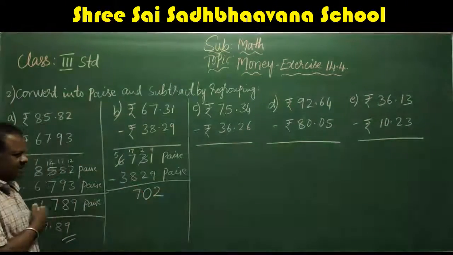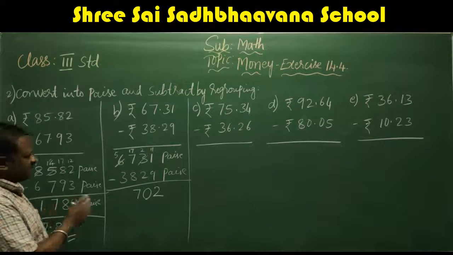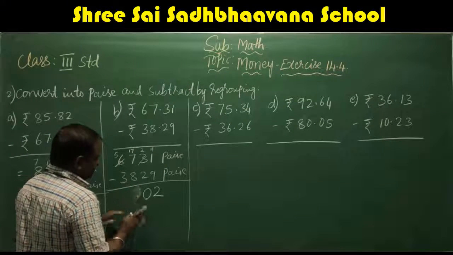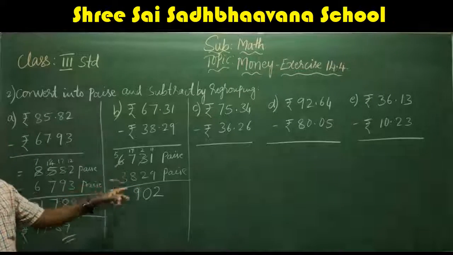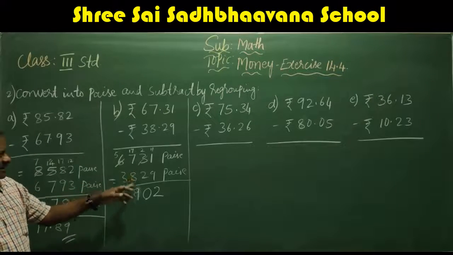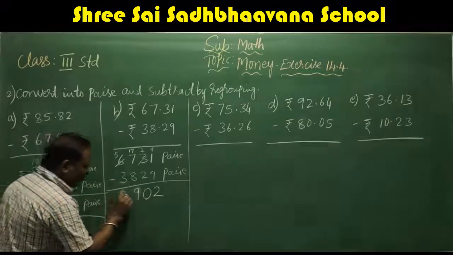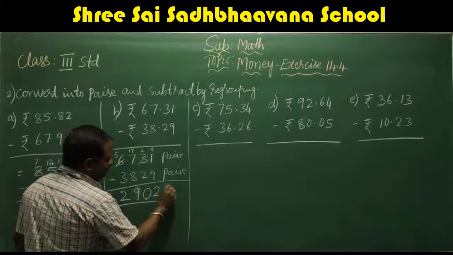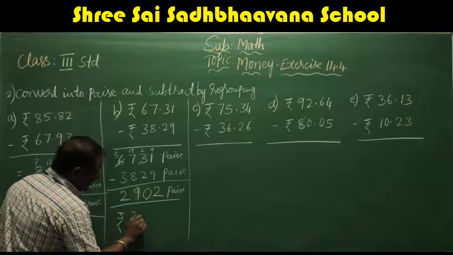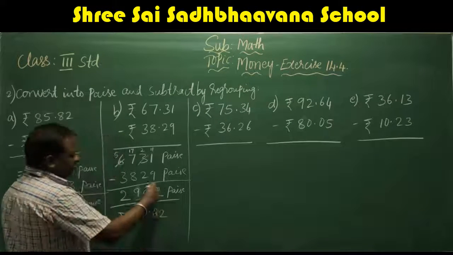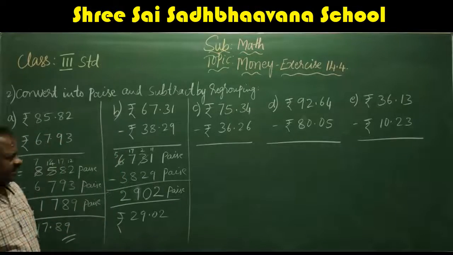17 minus 8, 9. 5 minus 3, 2. Paise. When you convert this into rupees, this becomes rupees 29.02. If you have doubt, we will check.